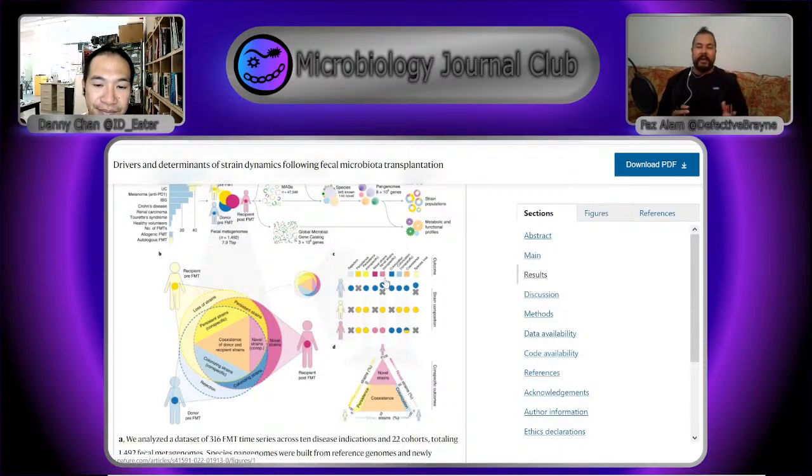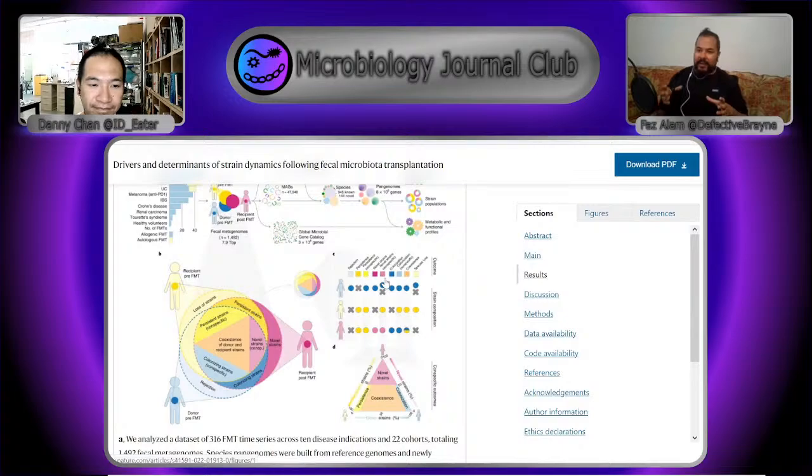It's a really broad variety of studies, so it's not just rCDI with Clostridium difficile. They look at things like Crohn's disease, melanoma, Tourette syndrome, and various other diseases. So there's a really broad pool of donors and recipients.